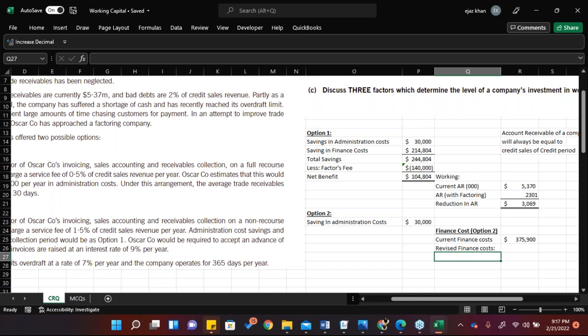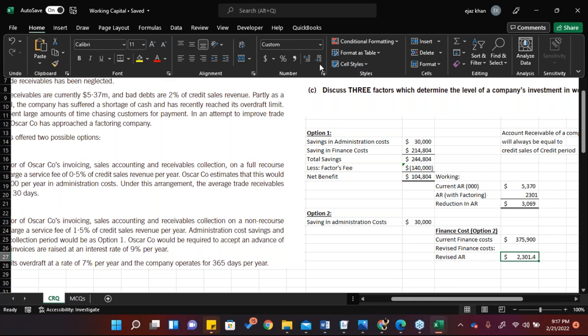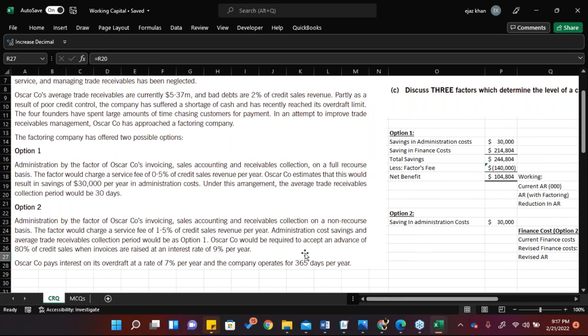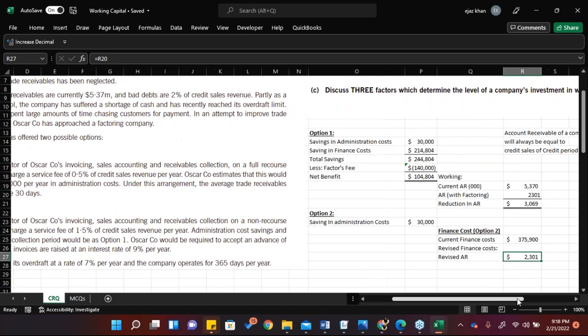For that we first need to find out the revised account receivable figure, and it will be the same as we calculated here, 2301. But there's a slight difference between the previous option and this option. In this option, the factor will give advance of 80%. So 80% of account receivables will now be financed through the factor at a rate of 9%, and the rest of the 20% will still be financed through the existing rate. That's the change in the finance cost now.